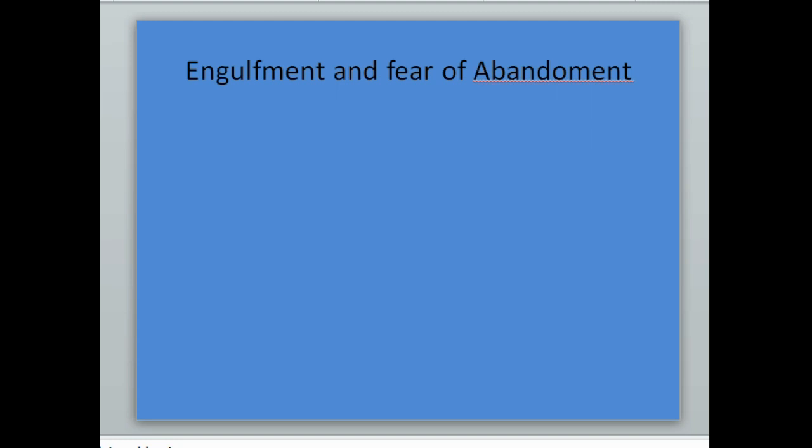Now the abandonment plays itself out in relationships and life. They feel separation anxiety, even if their partner, or the person they're in relationship with, or even the therapist, may be late. They need to be in close proximity with their close other in relationship. Otherwise they start to feel separate and start to feel that anxiety that goes with that.